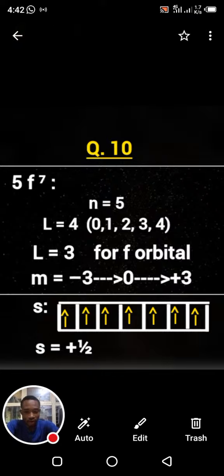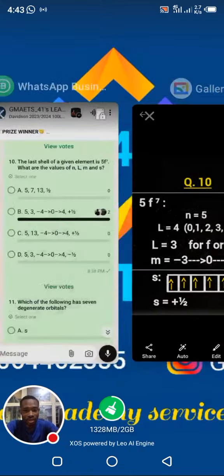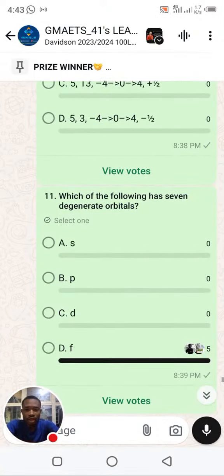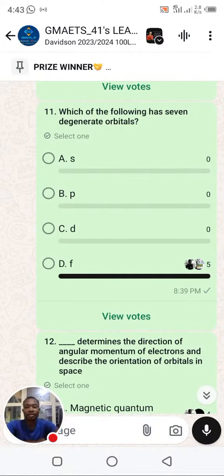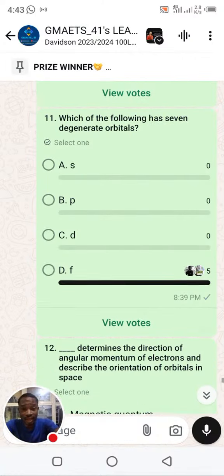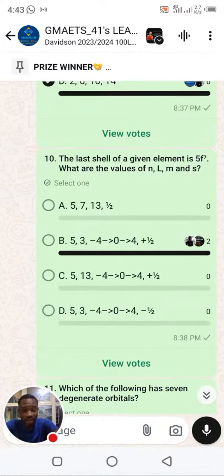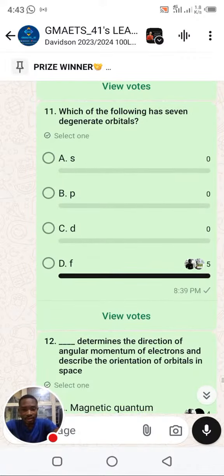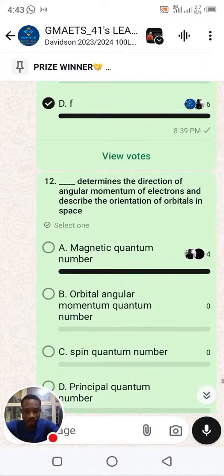We are going to move on to our next question. I think this is question number 10, so let's move on to our next question, number 11: Which of the following has 7 degenerate orbitals? I've already answered that. You see, for question number 10, I didn't click anything because the correct answer is not there. Then question number 11, which of the following has 7 degenerate orbitals? We just explained that. That is the f-orbital. The correct option is D.